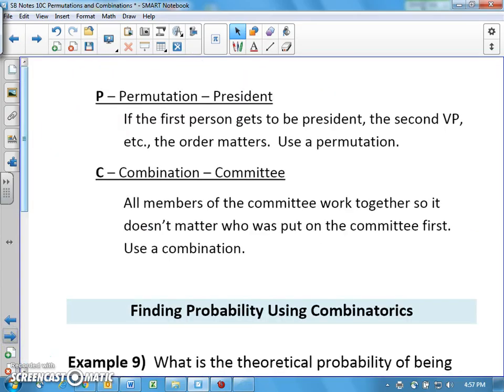Think of the permutation, starts with P, think of president. If the first person elected gets to be president, the second one is vice president, etc., then it matters whether you were elected first. So you're going to use a permutation. If it's just a committee, all of the committee members work together, so it doesn't matter who was put on the committee first. C, combination, committee. That to me is the easiest way to keep those separate.